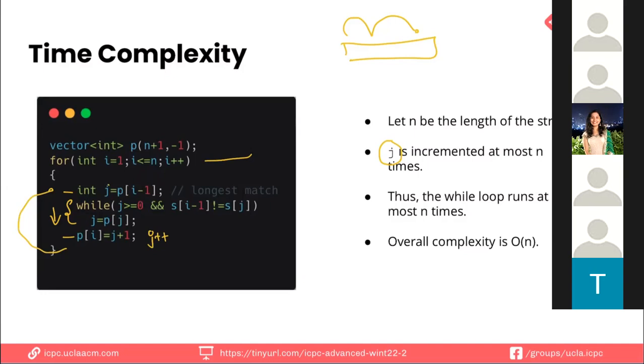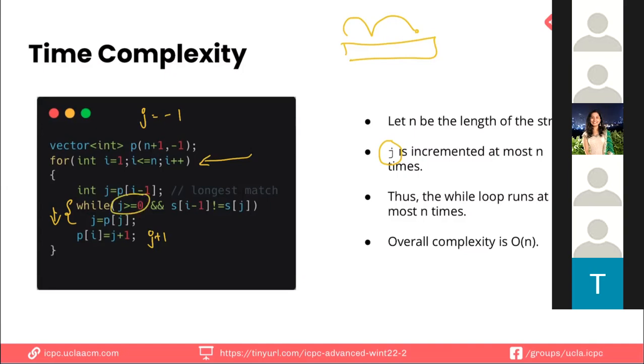So overall, if you look at what happens to this value J, J initially starts off as P of 0, which is -1. Inside this loop, J can only go down, and every time outside the loop, we increment J by 1. Since this outer loop only runs n times, J can only be incremented at most n times overall, which means this while loop can only go down n times.